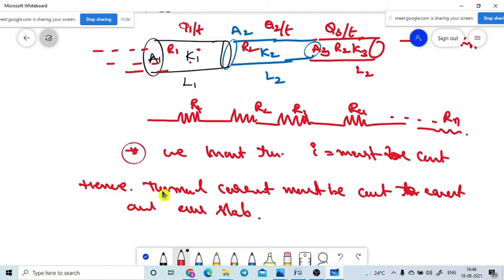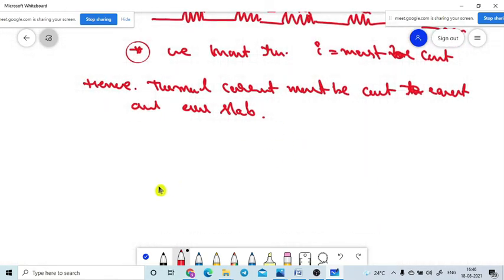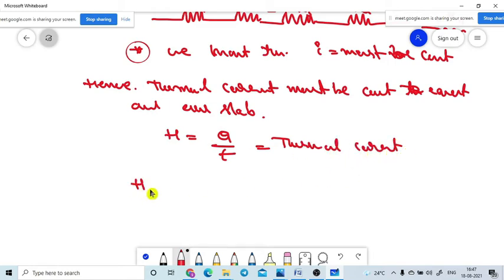So for your easy understanding, let me take H. H is equal to Q by T, which is nothing but thermal current. That means H1 is equal to H2 is equal to H3 and so on, Hn must be equal for a particular value. All values must be equal. Is it correct, na?